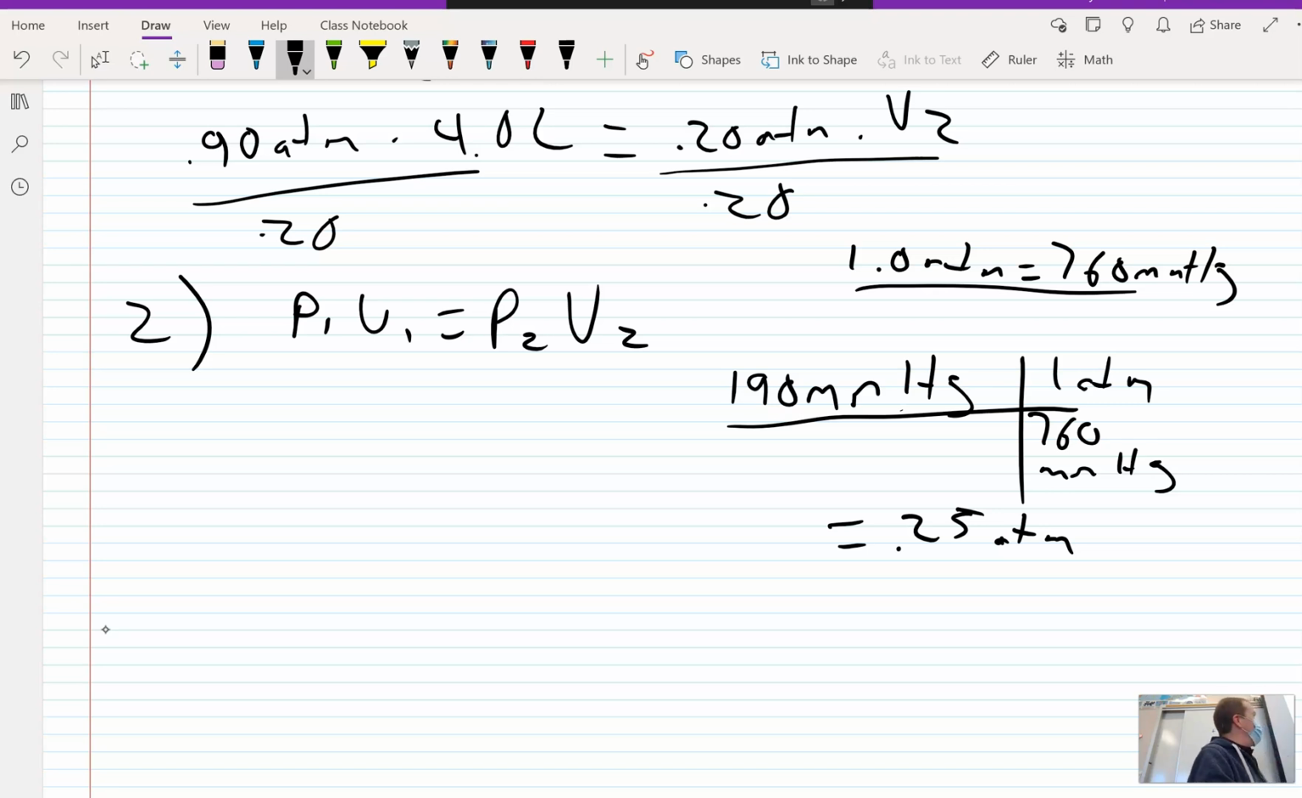Now again, the easier thing to do probably is if you just realize, oh, 1 atmosphere, that's standard pressure, it says right here that 1 atmosphere is 760, so you could also just recognize that the 1 atmosphere is 760 millimeters of mercury, but it's not always that obvious. So I wanted to show you what you might have to do sometimes. So then we can plug that in.